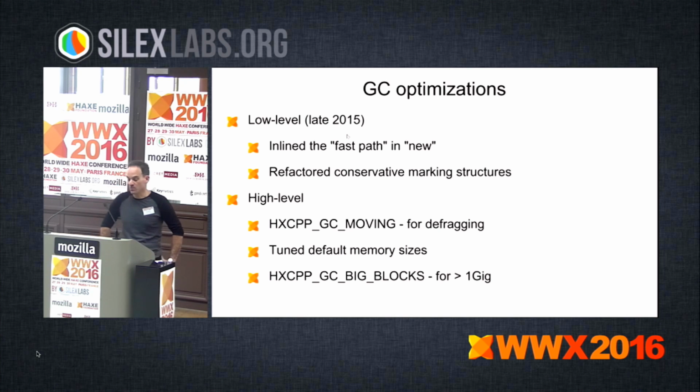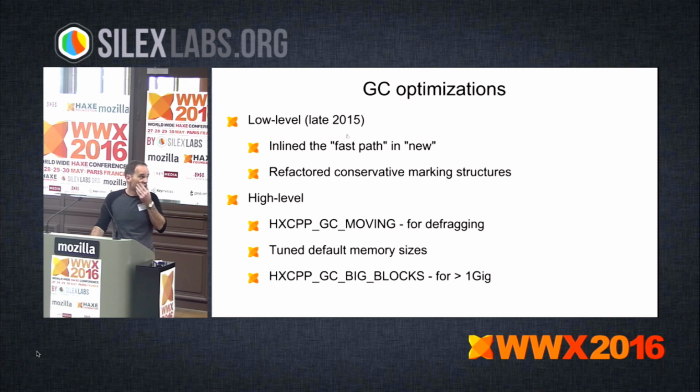On the high level, I've added this GC moving define, and that will allow for defragging. That means when you allocate a whole bunch of objects in a row and you then say every fourth object is needed and all the ones in between aren't needed, you still have a problem where Hx can't allocate an object that's going to fit in the middle of those objects. So you end up with a whole bunch of free space between the objects that you've retained. Defragging moves all the used objects down to one end of memory and all the holes up to the other end of the memory, and therefore increases the amount of contiguous memory that you can allocate into.